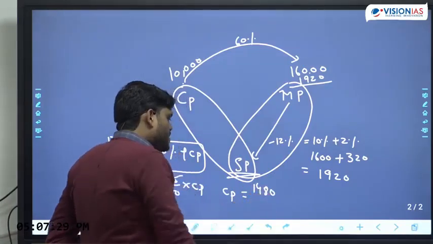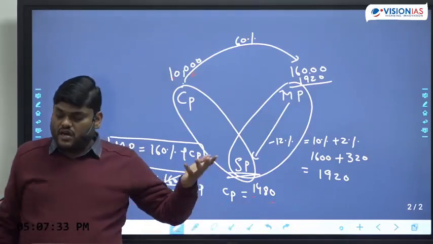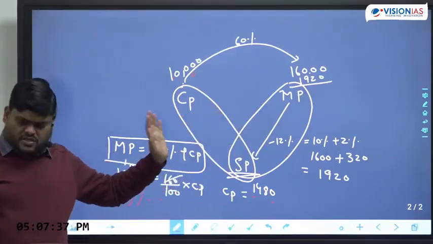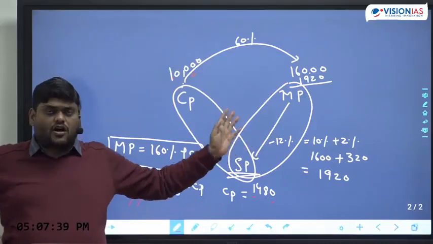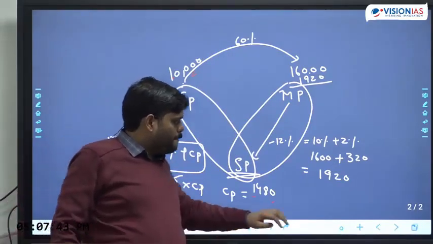1480. Now we have a cost price, we have a selling price, we can find out the percent of profit and loss, whatever, or you can calculate the thing. There may be some mistakes too, but you can calculate the thing. The concept should be clear. Okay?